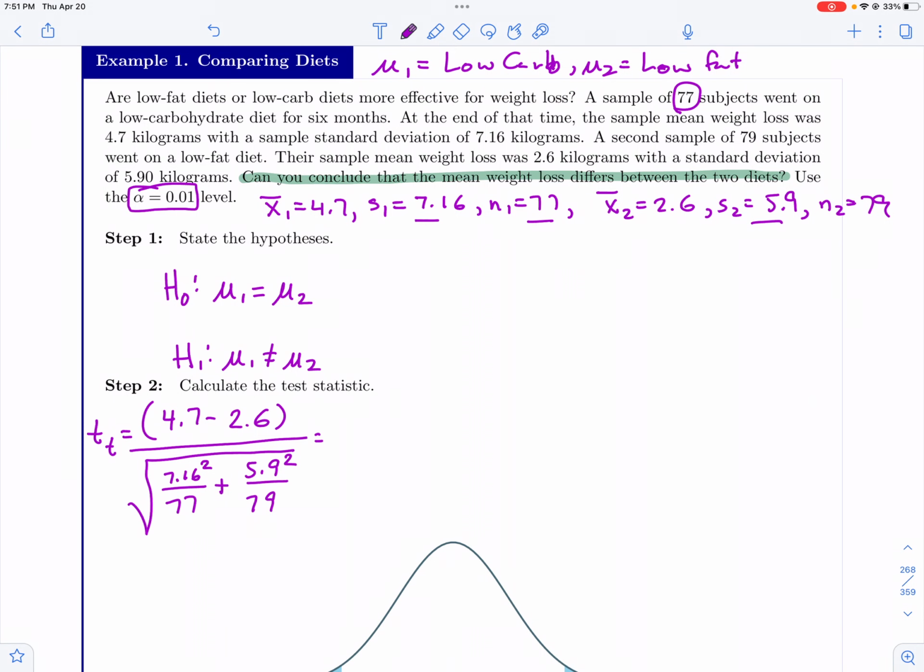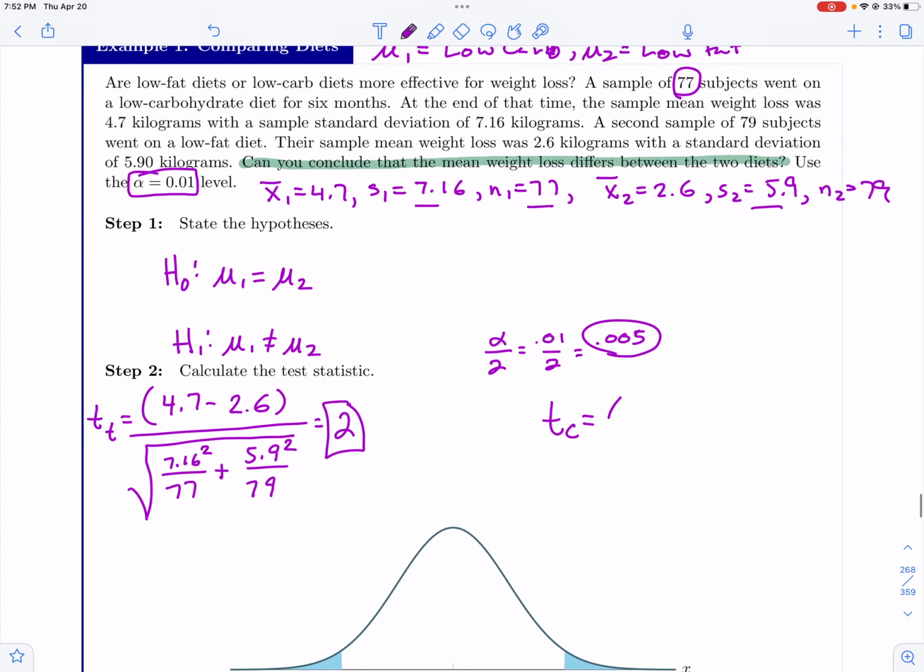All right. So now it's time to find our T sub C. Since this is a two-tailed test, we want to take our alpha and divide it by 2. So we're going to take our 0.01 divided by 2, and we're going to get 0.005 as our alpha over 2. So when we do our inverse t, we get 0.005, and then now we need to plug in our degrees of freedom.